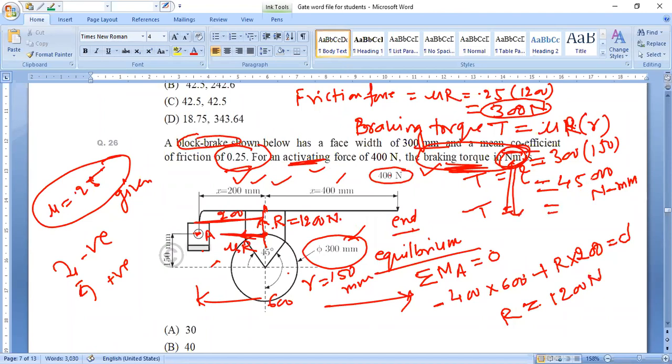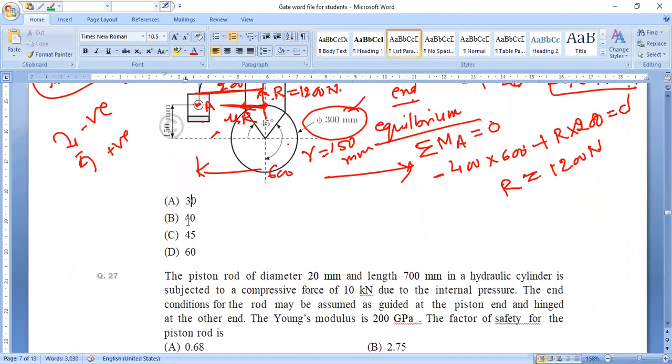So I will convert it into Newton meter. I will divide by 1000, so it is 45 Newton meter. This will be the answer. Let's check the options. The options are 40, 45, 60. So option C is correct.